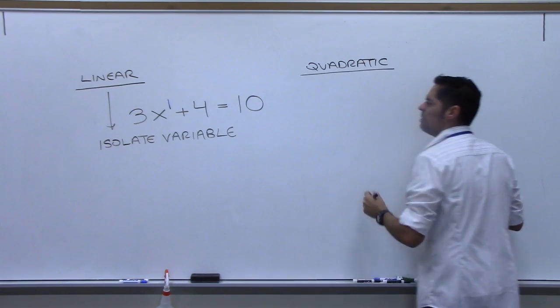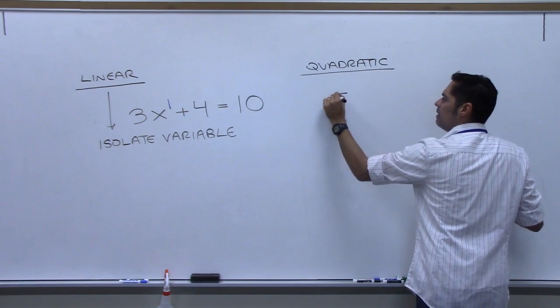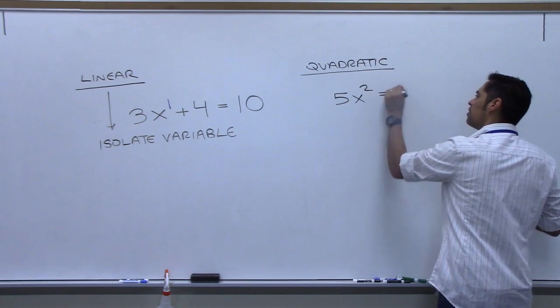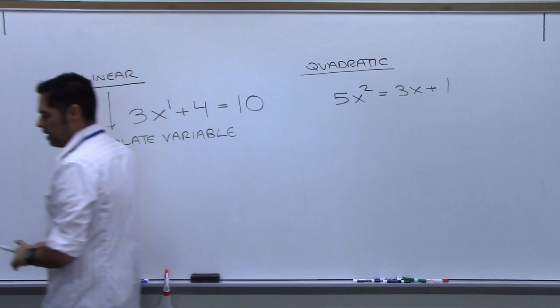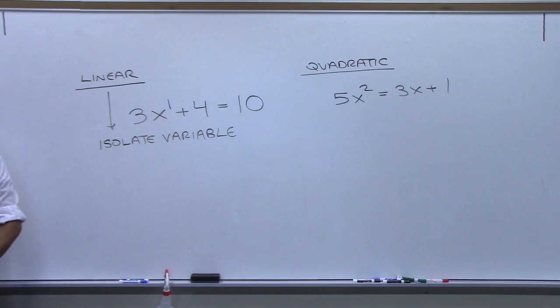So, give me an example of one of these. Or I'll give you an example. 5x squared equals 3x plus 1. Is that a quadratic equation? Yes. It's a quadratic equation in one variable, isn't it?